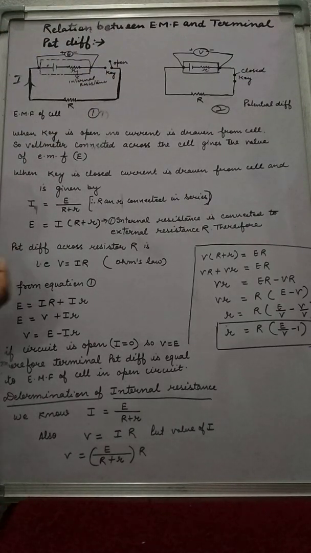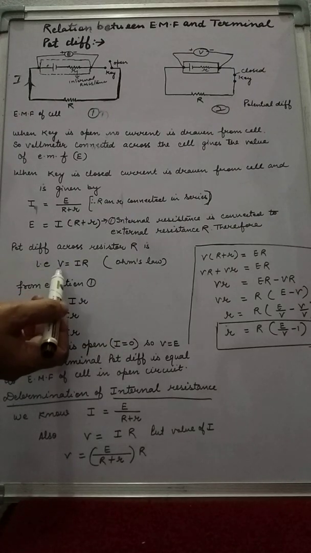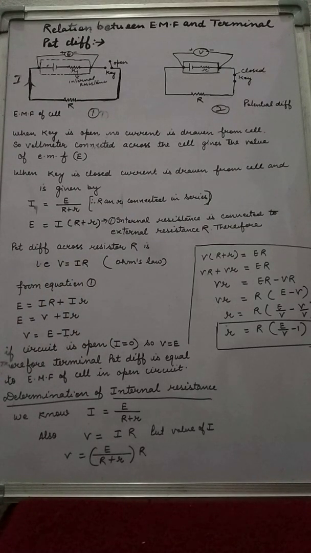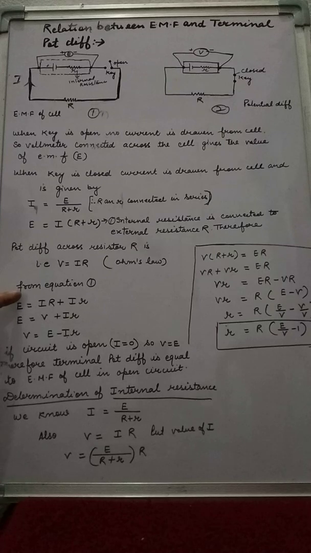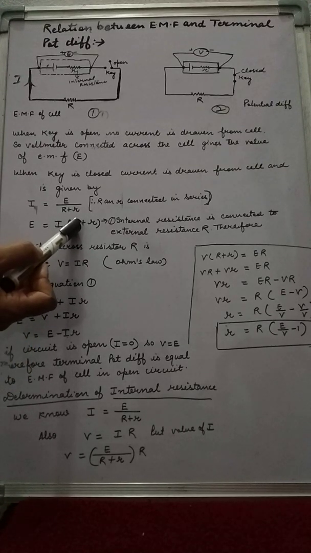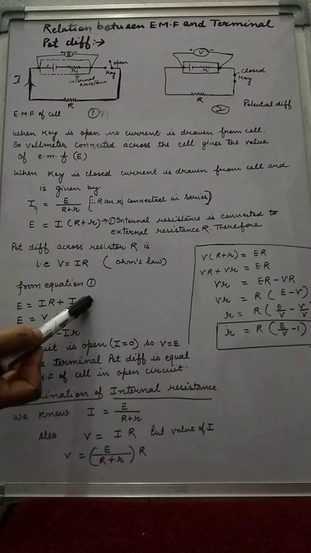So here, according to Ohm's law, V is equal to IR, where I is the current flowing through the circuit and R is the resistance. According to Ohm's law, the potential applied across the two ends of a conductor is directly proportional to the current flowing through the circuit, that is V is equal to IR. So from equation 1, put this value: E is equal to IR plus Ir, with small r.